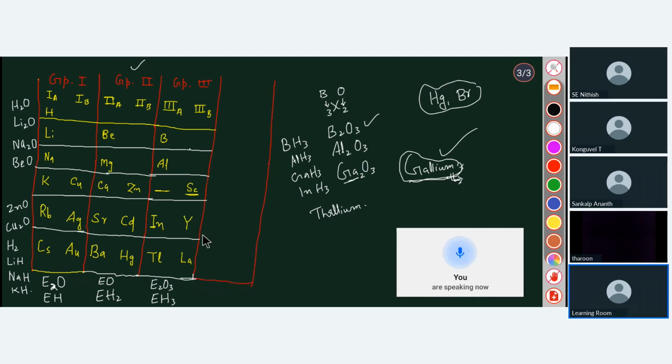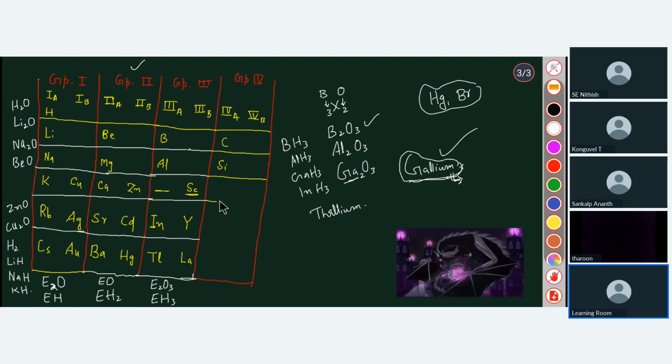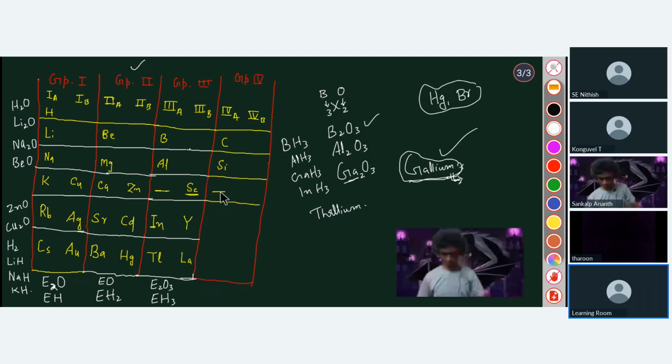Okay, so now see here. And now this, sir, is your group four. So what will be in this group four? There will be 4A, that is subgroup A, and then 4B. In 4A you will find carbon, and then silicon. Then there was an empty space left because this element was not discovered at that time.